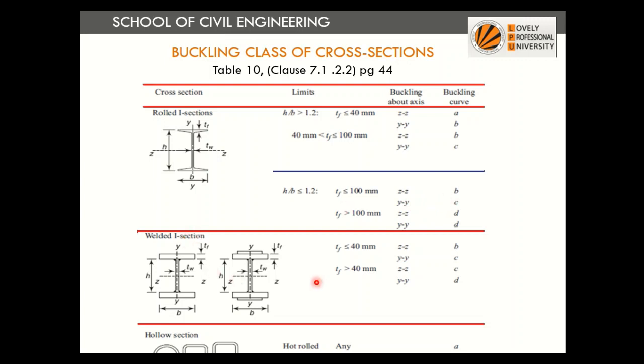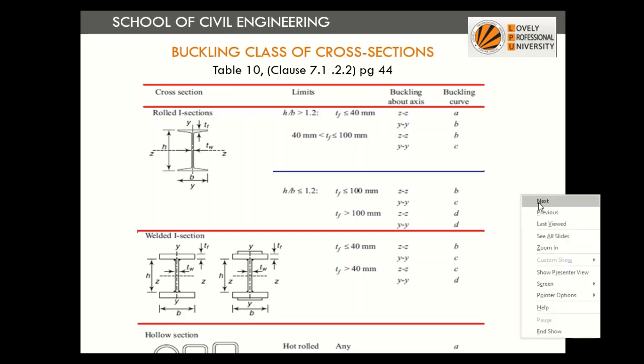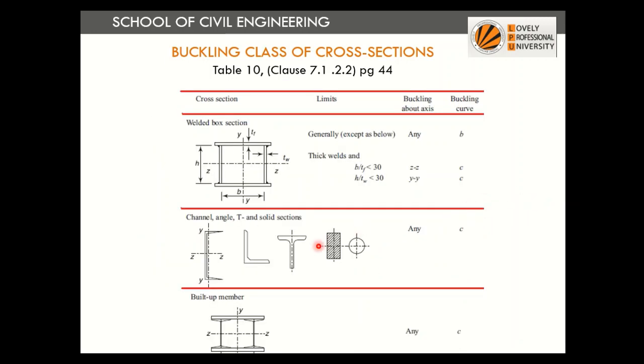In case of welded section, it is very simple. If the thickness of flange is less than 40, buckling class about z-axis will be b and buckling class about y-axis will be c. And if tf is greater than 40, then buckling class about z will be c and buckling class about y will be d. So you can check this figure and get certain with it. For built-up section, the buckling class is always c.